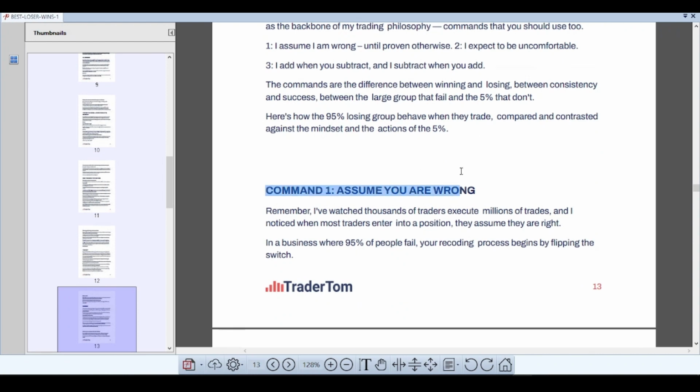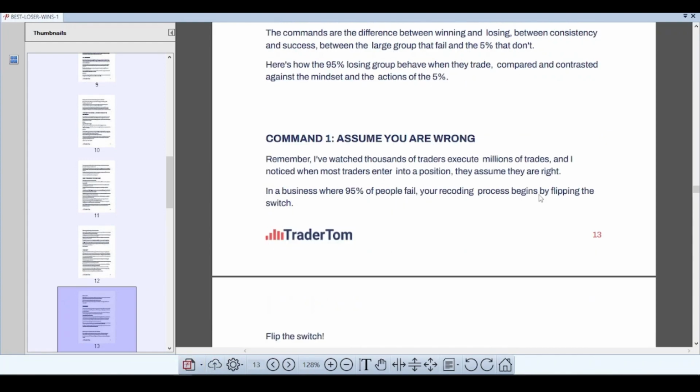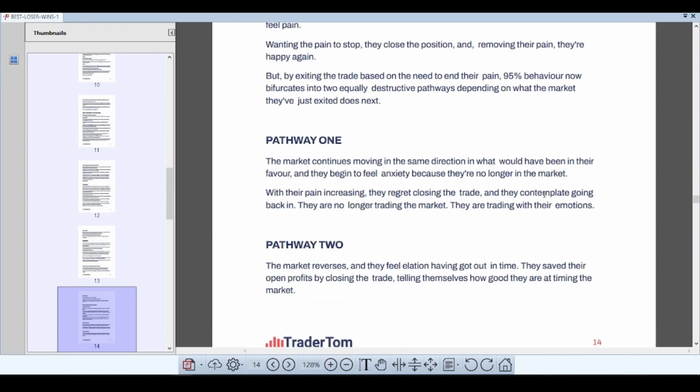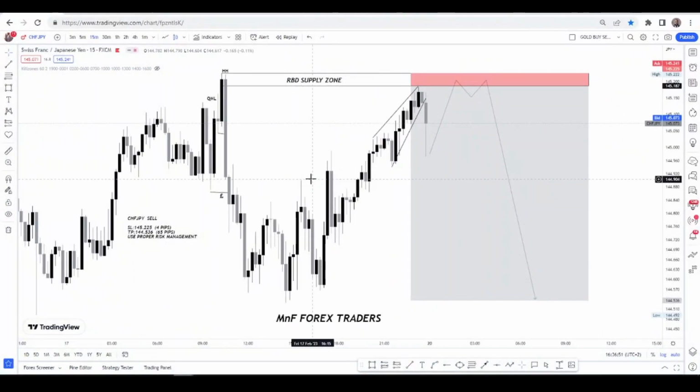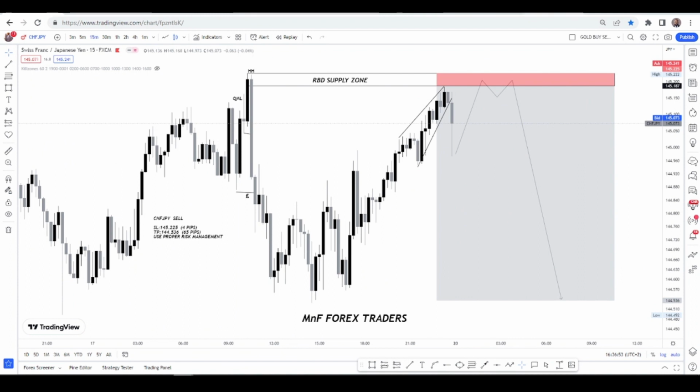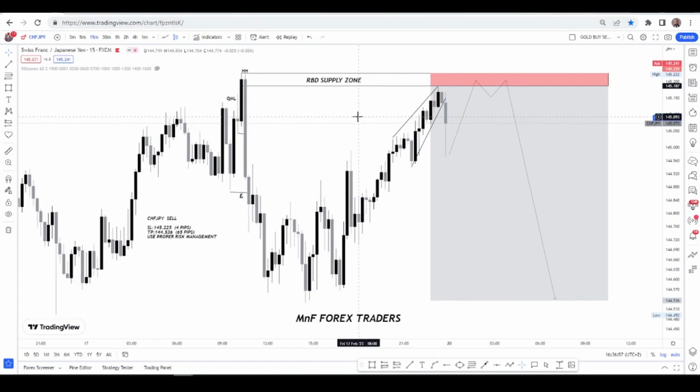So this is the one. The first command is: assume you are wrong. 90% of people focus on the positives, but if you focus on the negatives, on the risk, assuming that you are wrong on that particular trade, it will be easier for your psychology, and also prepare to become uncomfortable. So these things are very, very important, right? You always have to calculate your risk every time. It's going to keep you in the long term.